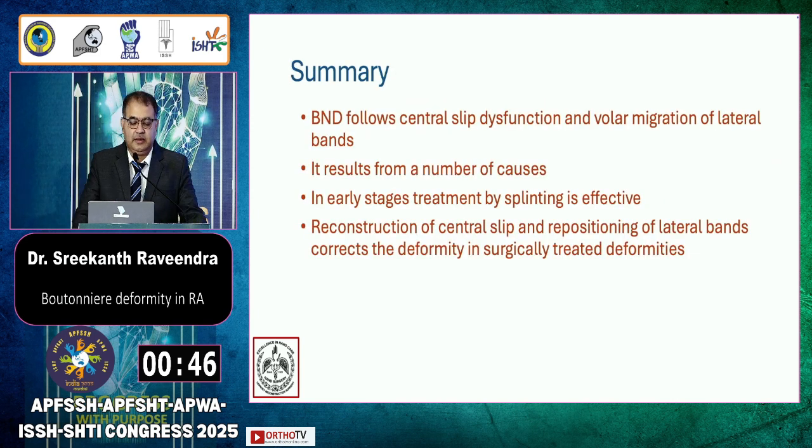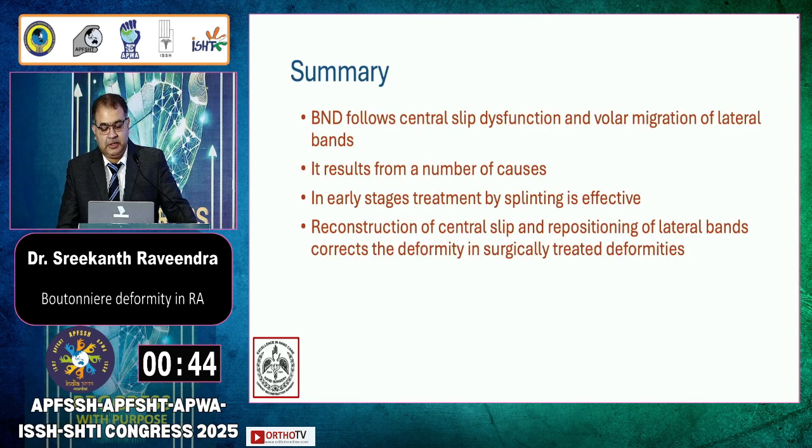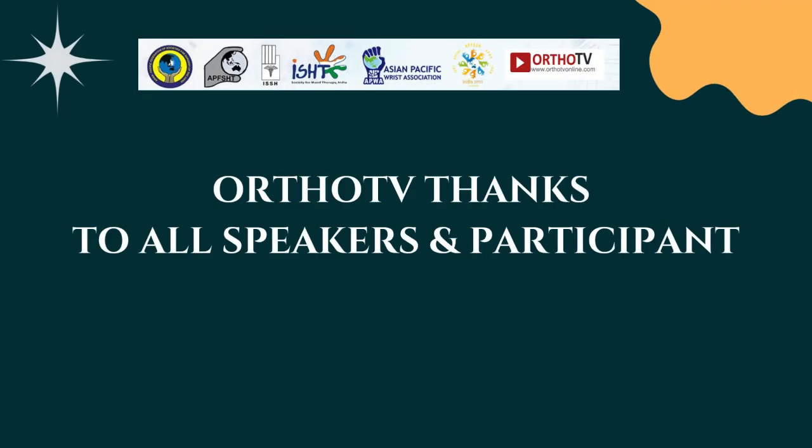In summary, Boutonniere follows central slip dysfunction and volar migration of the lateral bands. It results from a number of causes. In early stages, treat with splinting and physiotherapy. Reconstruction of the central slip and repositioning of the lateral bands correctly can correct the deformity surgically. Thank you.